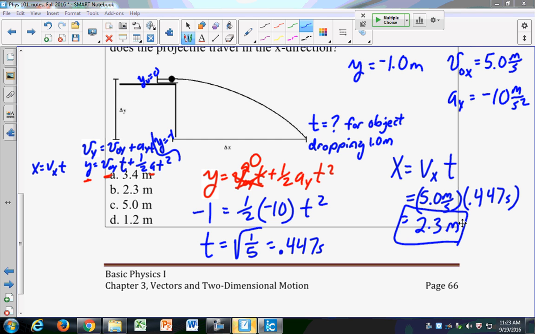All right, 2 steps. If your time's not given, your first step almost always is going to be to find the time. And there are some tricks to that. In this case, we had to use our y motion. And in most cases, you're going to use your y motion to find the time, and then use that time to figure out the x or the y position at a particular point.